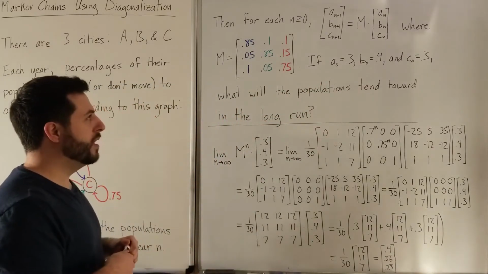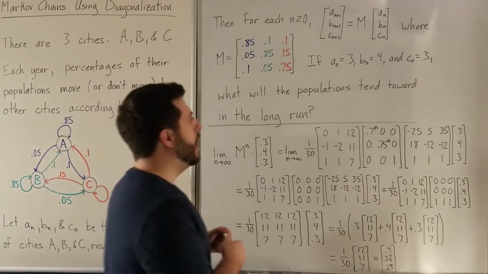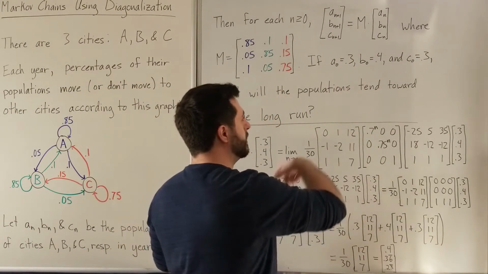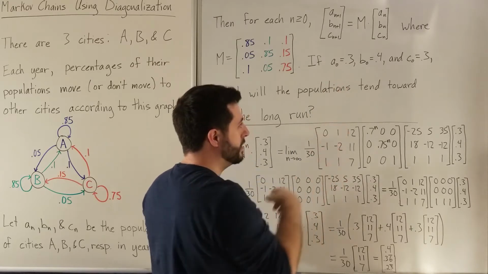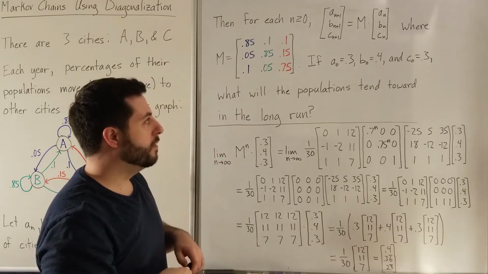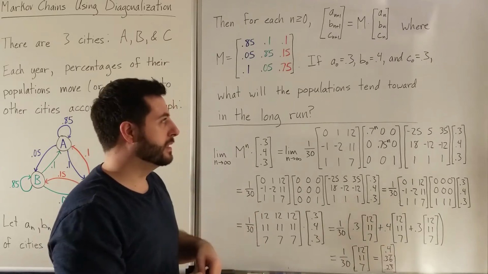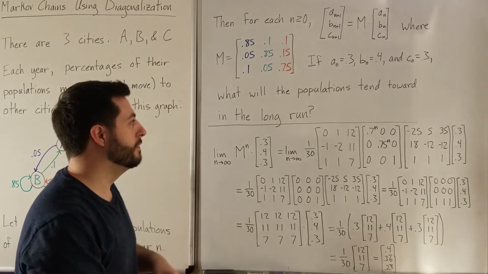And if we were to apply this matrix M multiple times to the vector A_0, B_0, C_0, then we would still get that those populations add up to 1 because they're still representing the same group of people, and it's 100% of those people.